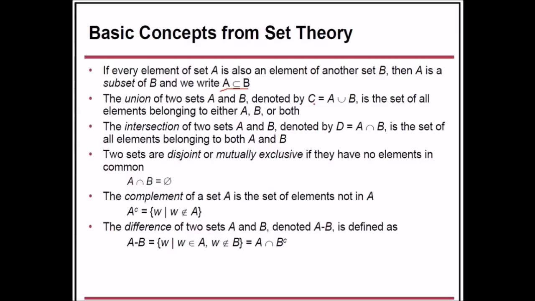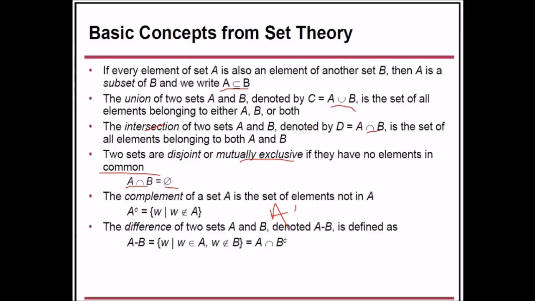The union of two sets is written as A union B, meaning elements of A, or elements of B, or both. Intersection, A intersection B, means elements common to both A and B, belonging to both. Two sets are disjoint or mutually exclusive if they have no elements in common. That means there can be no intersection value; we say it is phi. And the complement of set A is the set of elements not in A, written A complement or A dash, where w does not belong to A.